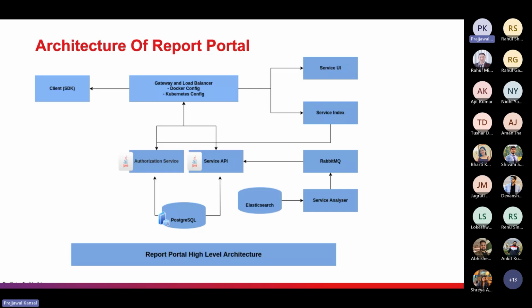In the service API, this API allows communication between the user interface and the backend service. It processes requests from the UI, retrieves the data from the database, and sends it back to the user. So it acts as a central point of data exchange between the backend and the front end, in the user interface side.